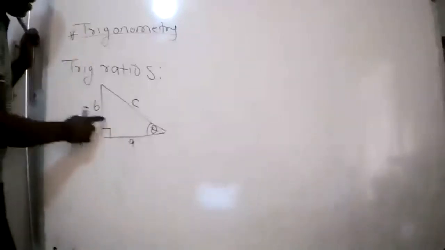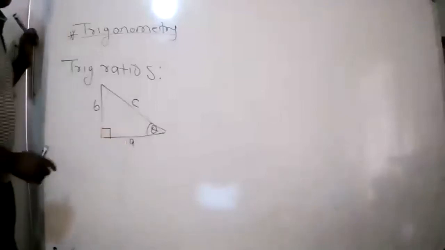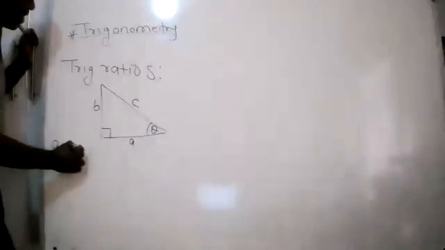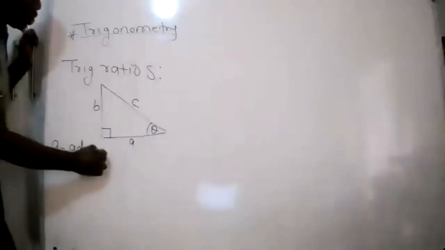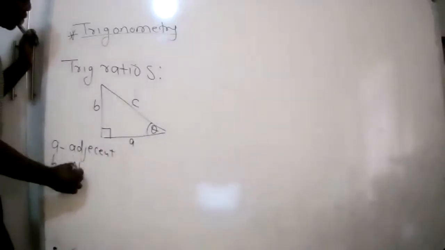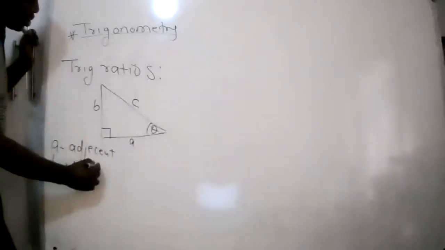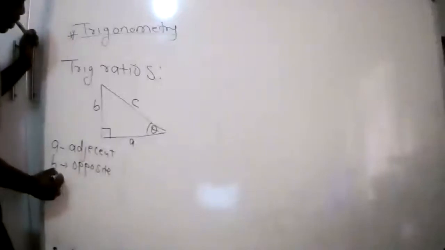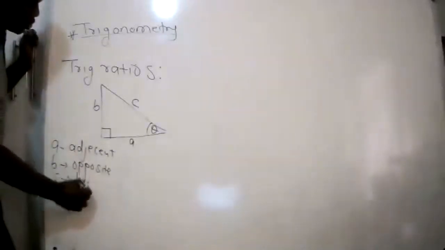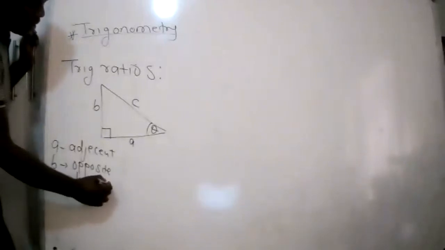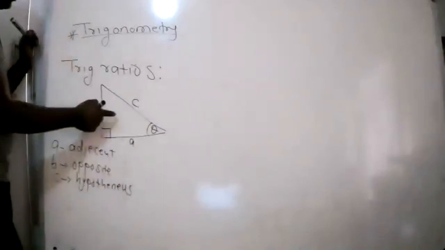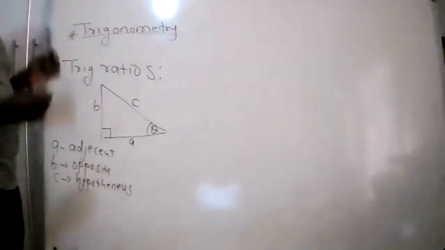So all these sides, they are having names. For example, side A, we call it the adjacent. So that is what is called the adjacent side. And then side B is what is called the opposite side. And then side C is what is called the hypotenuse. So these are the names we encounter on the right angled triangle.